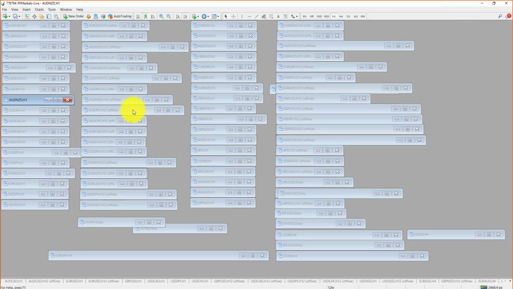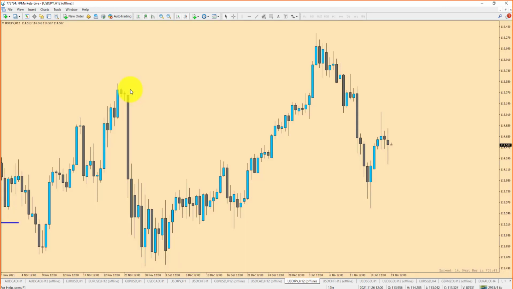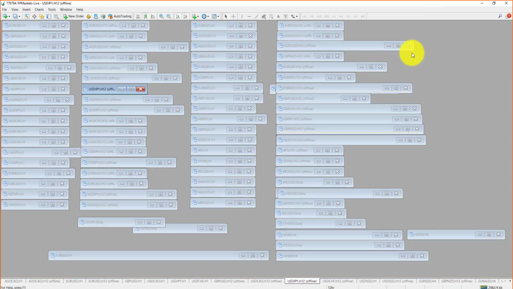Now this is a lower time frame box, but certainly you could make the case for higher time frame boxes as well. There's nothing wrong with that. So that is one of my favorite methods for trading range bound markets.